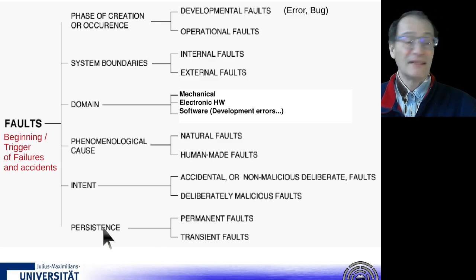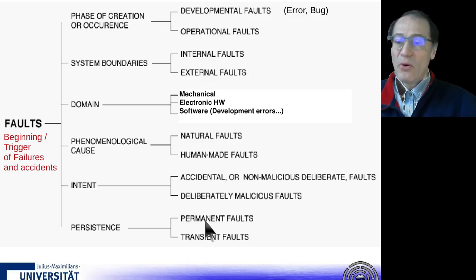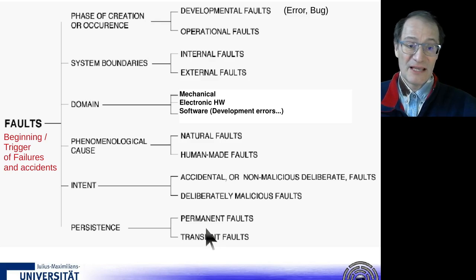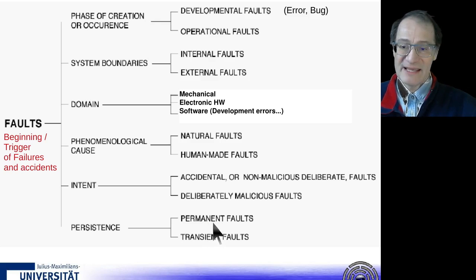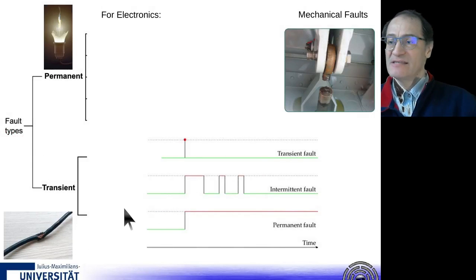Okay. And the persistence of the fault, we are talking about this. It can be permanent, it fails and then it stays forever, or it's transient, it comes and goes. We are going to see this next. Okay, then let's see the persistence of the failures. I said before we have two different types, permanent or transient.